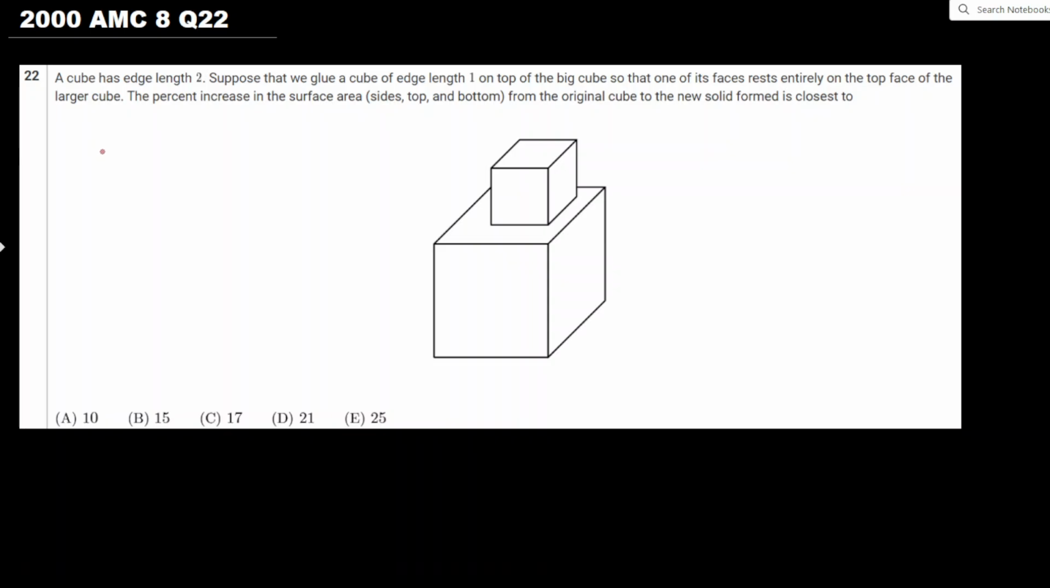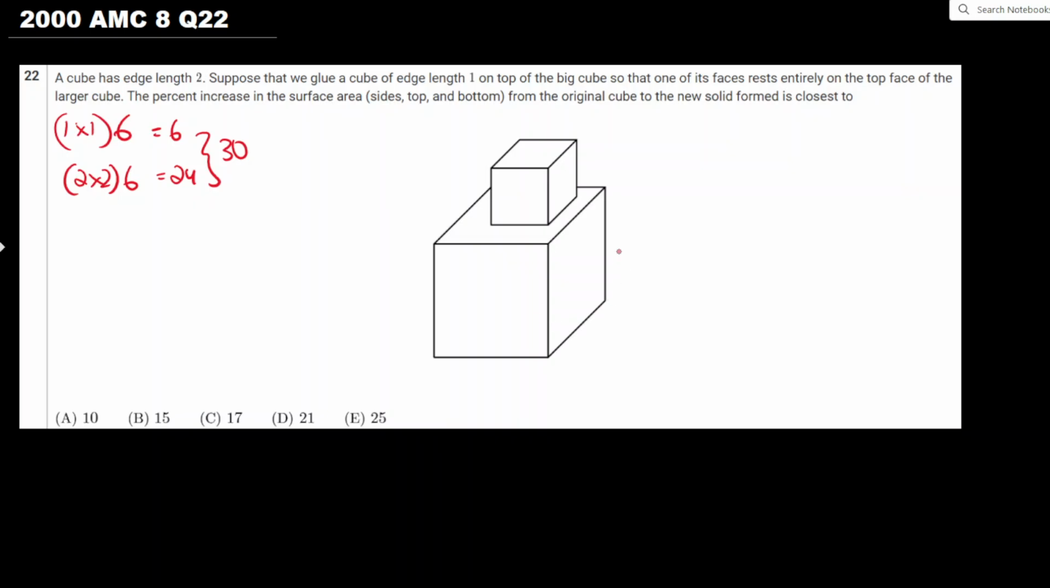So to solve this problem, we take the initial surface area, which is 1 by 1, and we have 6 of those faces for the smaller cube, and the other one is 2 by 2, and we have 6 of those faces for the larger cube. This would be 6, and this would be 24, so the original surface area is 30.